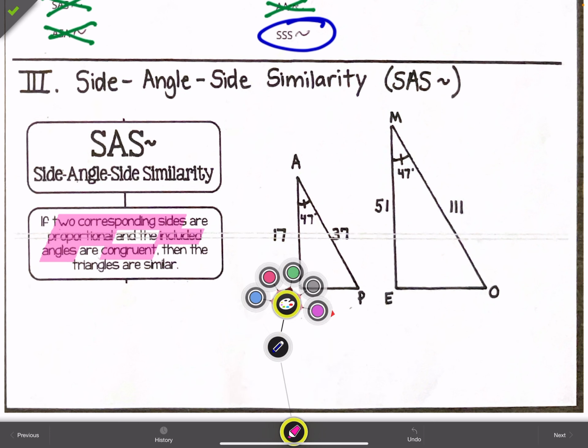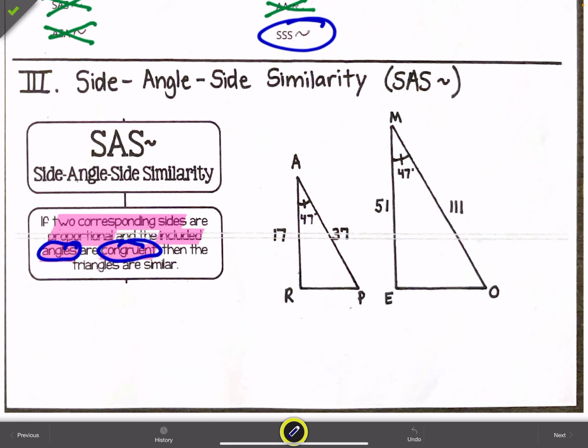You are not going to have to do anything with the angle, and this is the part that people mess up on side, angle, side, because then they tell us, oh, it doesn't work because they throw the angle in there. The angle only has to be congruent. Okay, so you do not write them as a fraction. Let me say that again. You do not write angles as a fraction. You just have to look at them. Are they congruent? Yes or no.